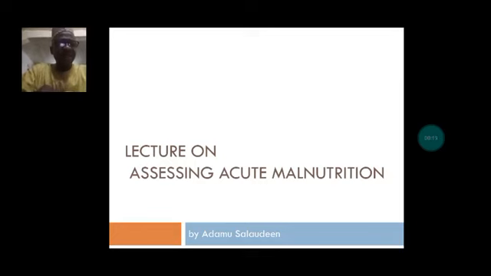Malnutrition can be said to be the inadequacy of nutrients. It can be moderately inadequate, it can be severely inadequate, it can be MAM, and it can be SAM. Now, let us look at how we assess acute malnutrition.